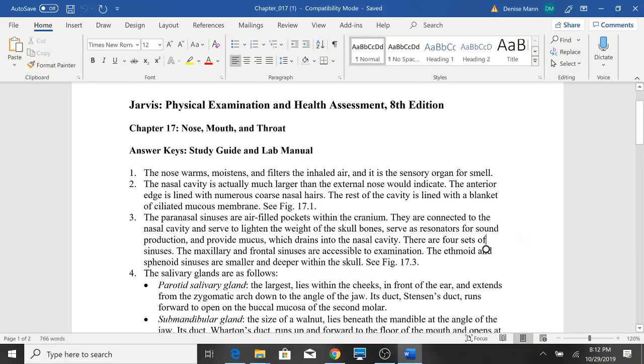Today we're going to go over the health assessment workbook, specifically Chapter 17, about the nose, mouth, and throat. Like we started off last time, we're going to go over these key terms because I feel like some of these are important. We're going to start off with aphthous ulcers. They are canker sores, small, painful, round ulcers in the oral mucosa of unknown cause.